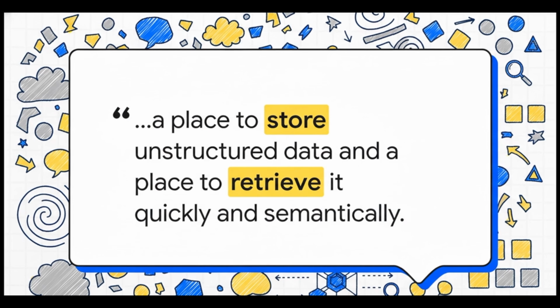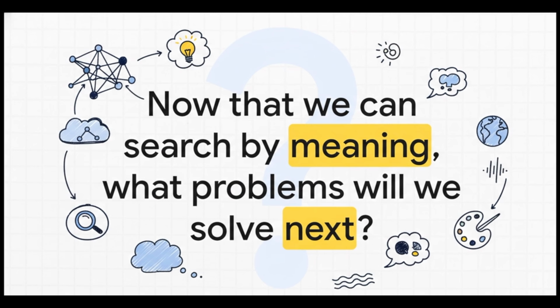So when you boil it all down, what's the big takeaway? A vector database gives all our messy, unstructured data a home. It's a place where it can finally be understood, organized, and, most importantly, found based on what it actually means. You know, this ability to search by meaning, to understand context and similarity at a massive scale, it's not just another upgrade. It's a completely new way of thinking.